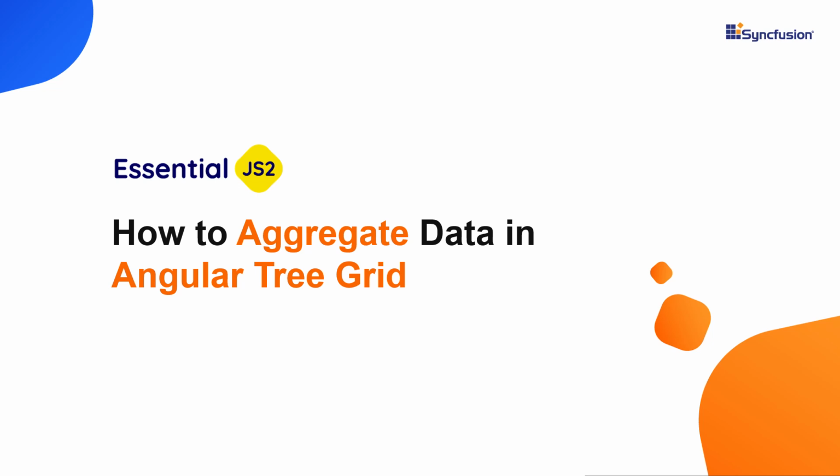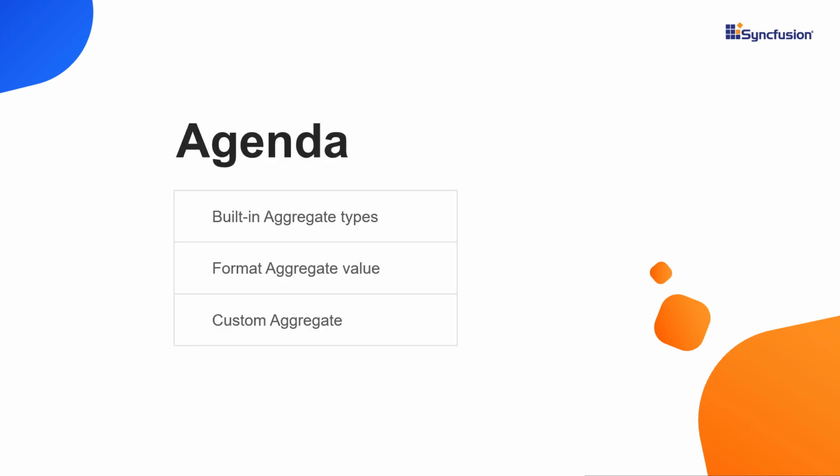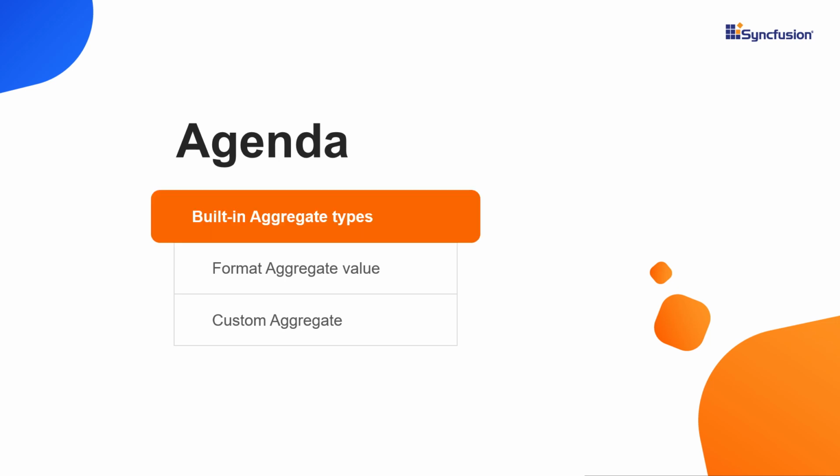Hi everyone, welcome to this video on how to display the aggregate values in the Angular tree grid component of Syncfusion. In this video, I will do some arithmetic calculations on a set of column values and display those calculated values in individual summary rows of both parent and child using the built-in aggregate types of Angular tree grid.